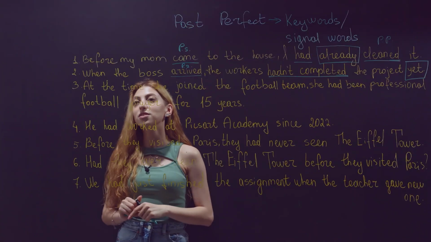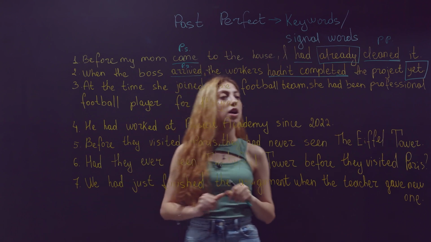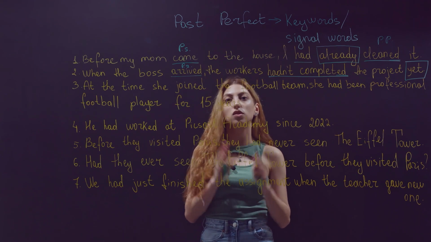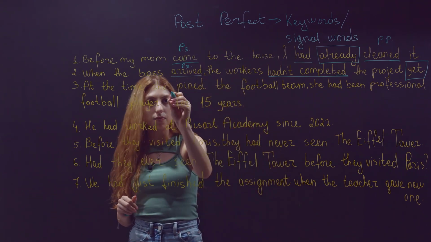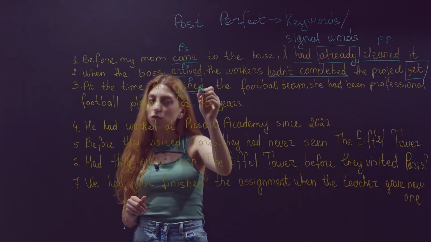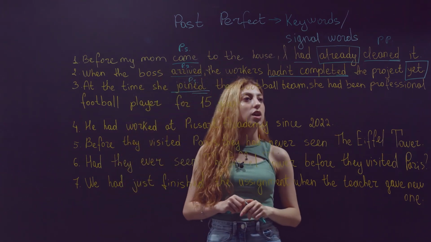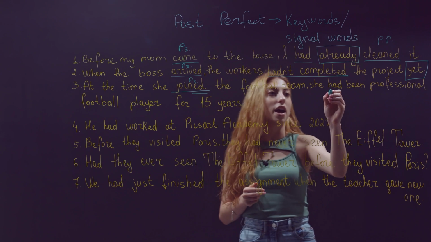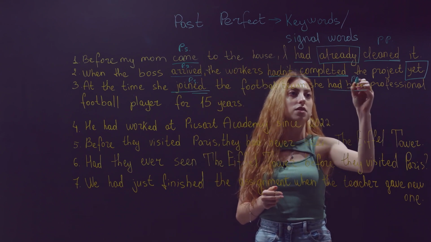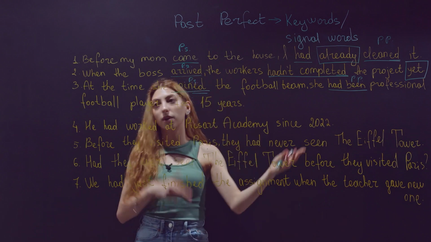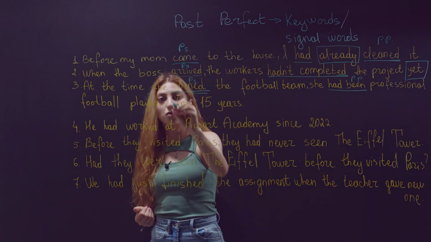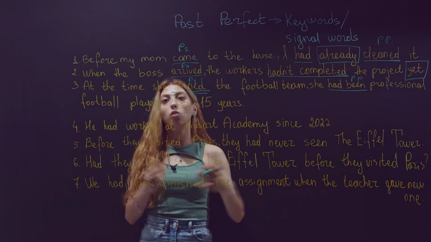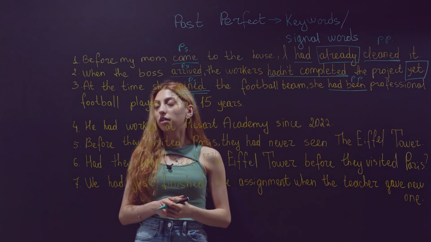Let's pay attention to the third sentence. At the time she joined the football team, she had been a professional football player for 15 years. Okay, let's now analyze the structure. At the time she joined, of course, this is past simple tense. She had been a professional football player for 15 years. The past perfect tense is had been, okay? For, in this case, is our keyword. When we use for, we want to show how long, the duration.